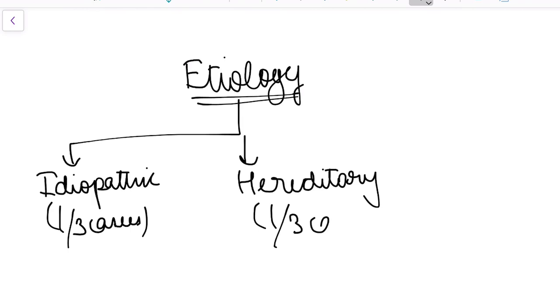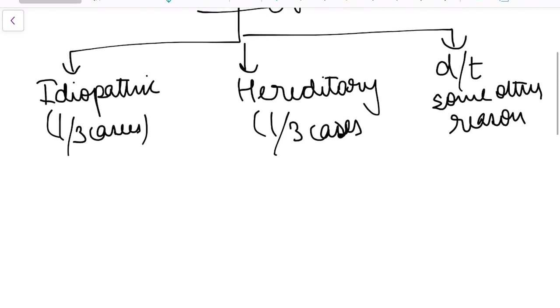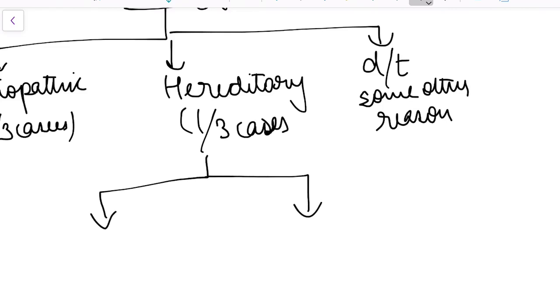On third cases, it can be due to some other reason. Right? So further, the hereditary can be divided into inherited cases without systemic disorders or with systemic disorders.